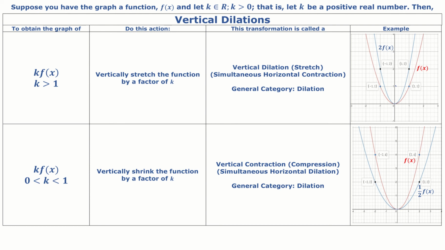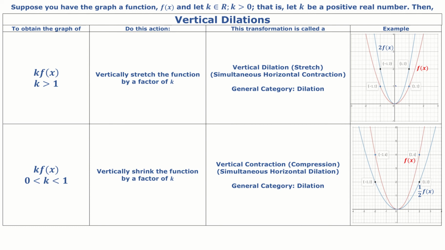For example, if you have k times f of x, notice that that's going to take the graph of f of x and it's going to actually vertically stretch it by a factor of 2, right? So if you have the point, for example, (1, 1) on the red graph, you're going to have the point (1, 2) on the blue graph, which is the stretched graph, right?